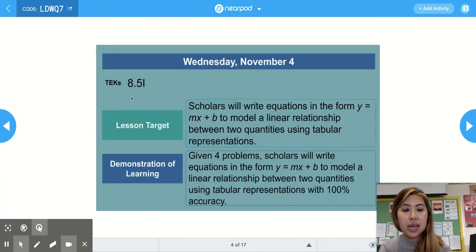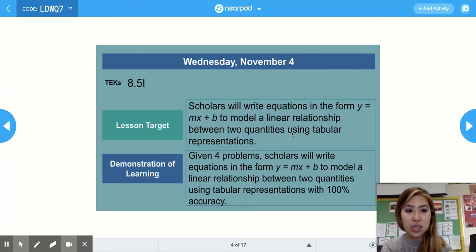Our TEK for today is 8.5i. Our lesson target is that scholars will write equations in the form y is equal to mx plus b to model a linear relationship between two quantities using tabular representations. Tabular is just another way to say table. Our DOL is given 4 problems. Scholars will write equations in the form of y equals mx plus b to model a linear relationship between two quantities using tabular representations with 100% accuracy.